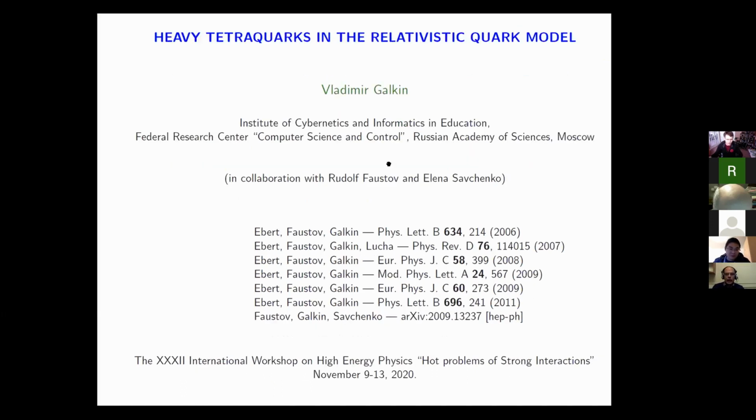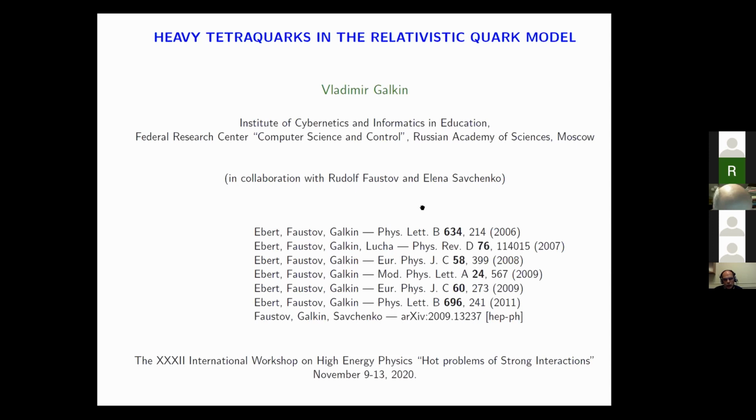Great. Okay, so first of all, I would like to thank the organizers for inviting me to participate in this meeting and to give the talk here. In this talk, I would like to give a review of the calculations of the masses of heavy tetraquarks in the framework of the relativistic quark model. This talk was prepared in collaboration with Professor Rudolf Faustov and my student Elena Savchenko, and it is based on the works which are cited here.